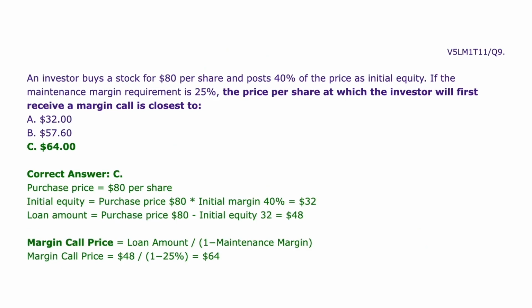A margin call uses the maintenance margin, 25%, not the initial margin, 40%. The call price is higher than half the purchase price because the initial equity was only 40%. The loan stays fixed. A falling price reduces the equity percentage until it hits 25%.